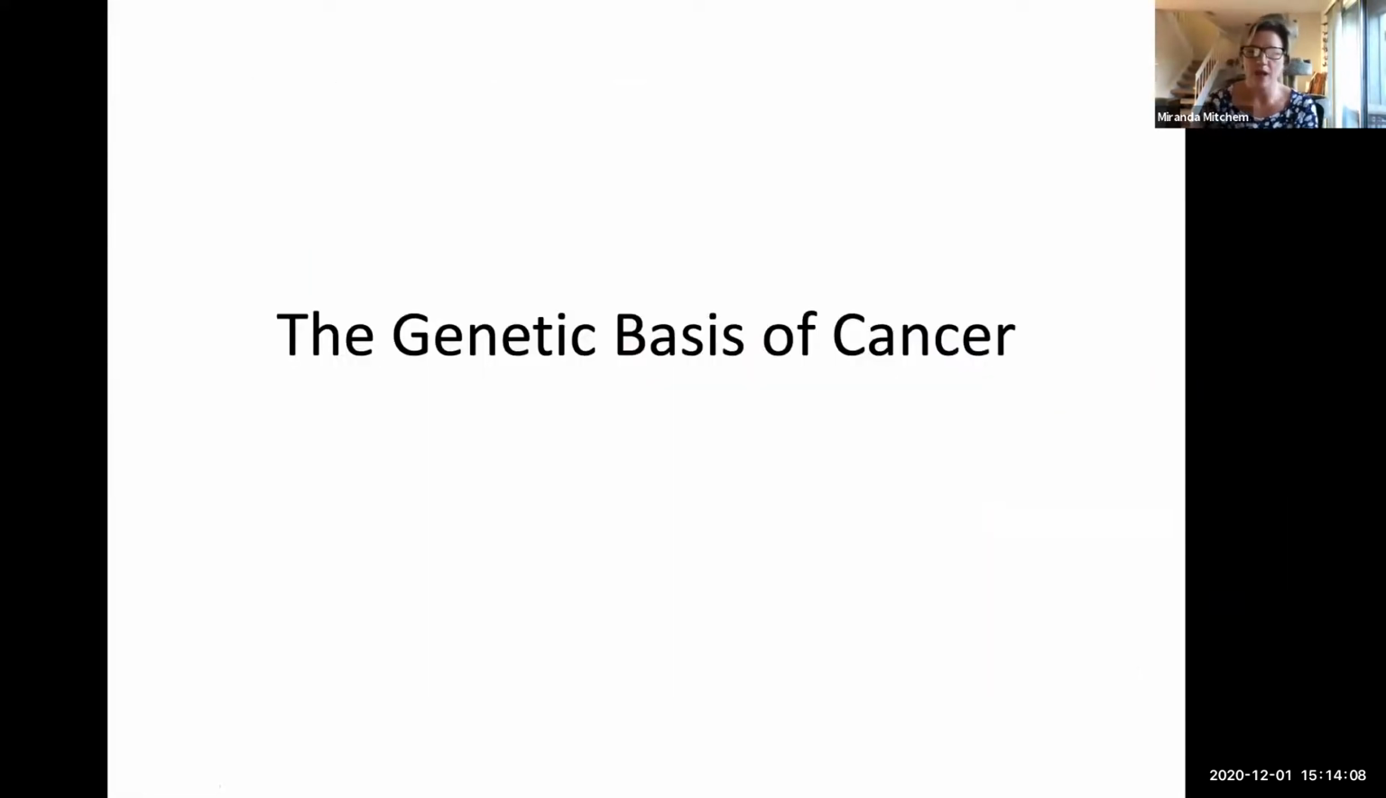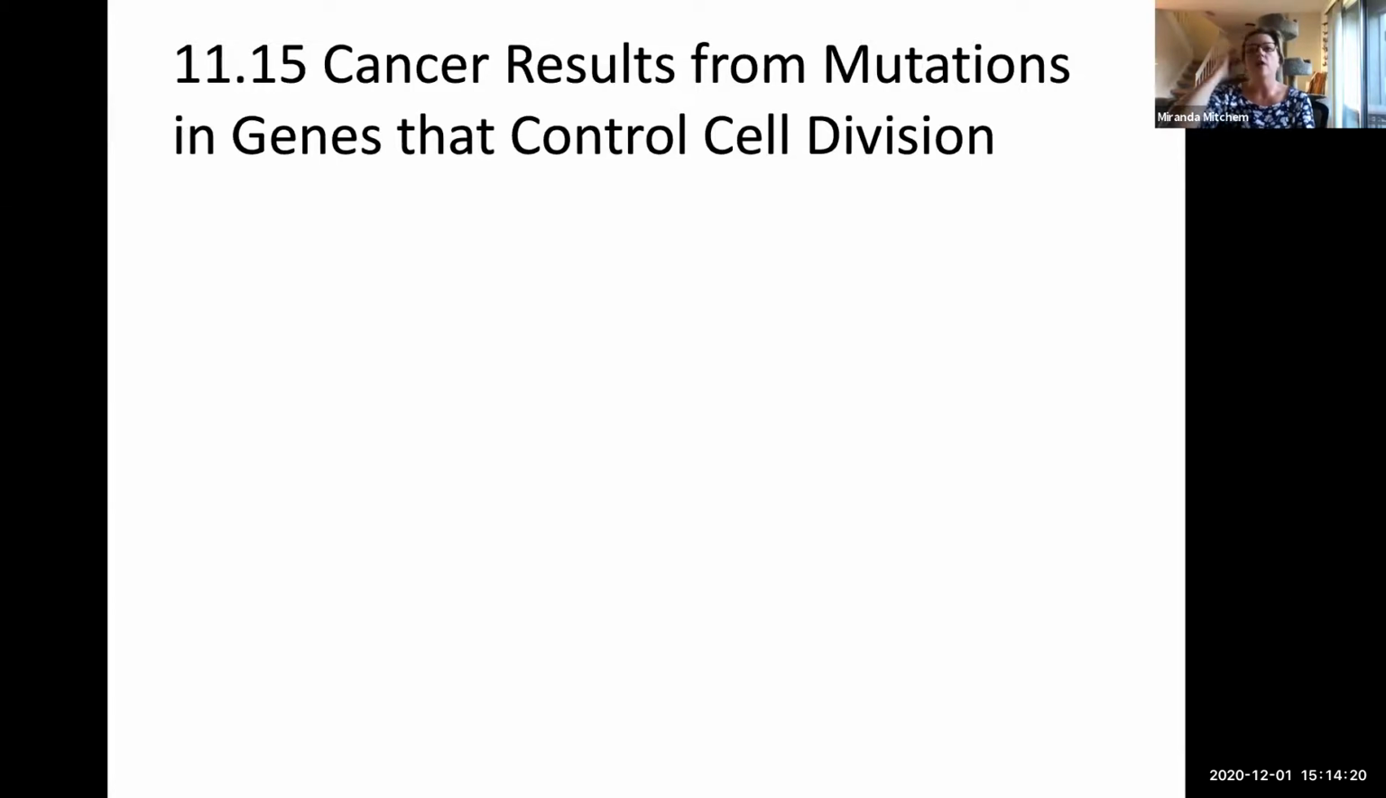All right, we're going to now move to the third section of chapter 11 and talk a little bit about the genetic basis of cancer. Now, cancer comes from mutations in genes that are associated with controlling cell division. Another way of stating that is that cancer is due to an overgrowth of cells that normally would be turned off through our normal cell control signals.